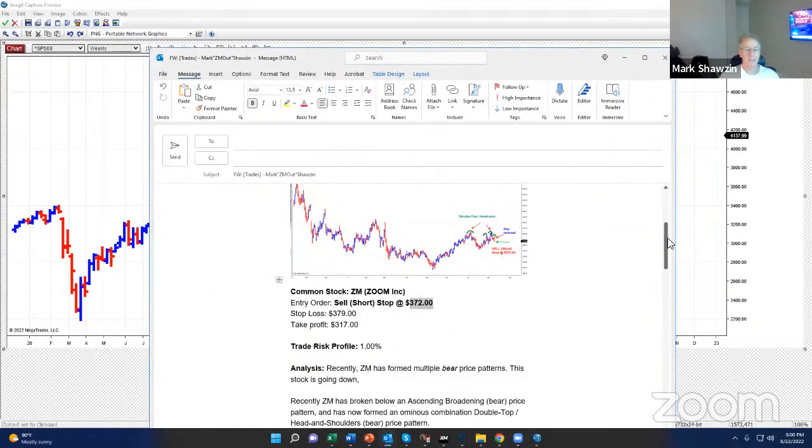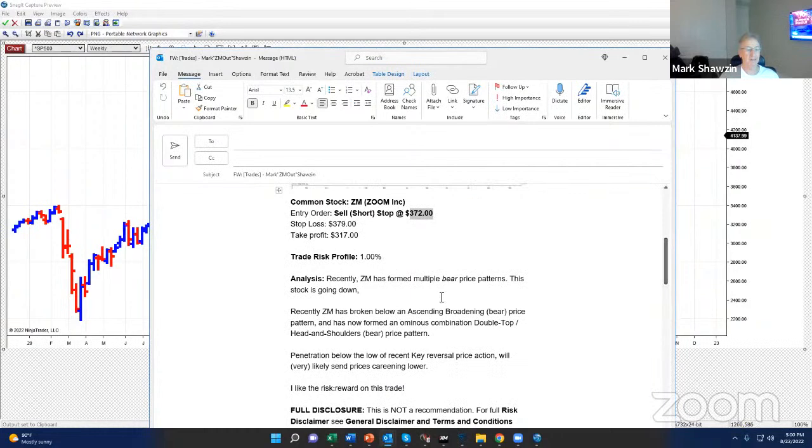So this is, to my mind, and I talked about an ascending broadening bear price pattern in Zoom, as well as in gold. An ascending broadening pattern, and they all have the same implications.